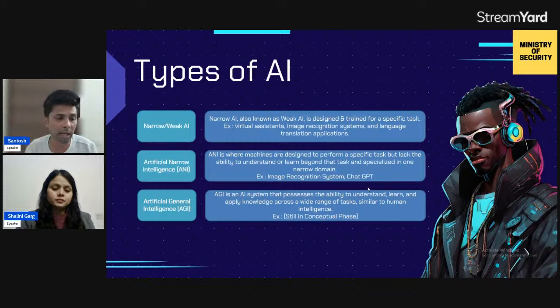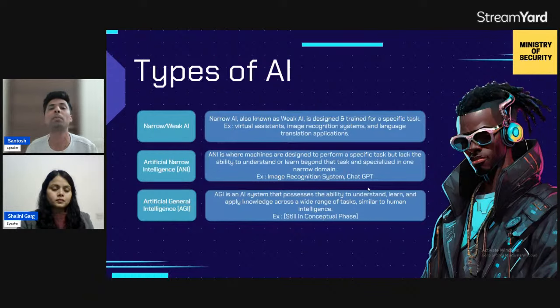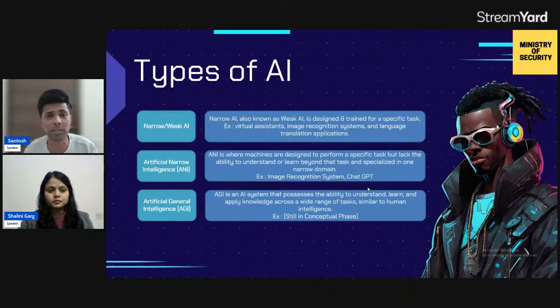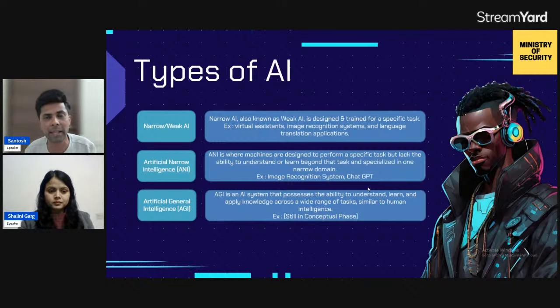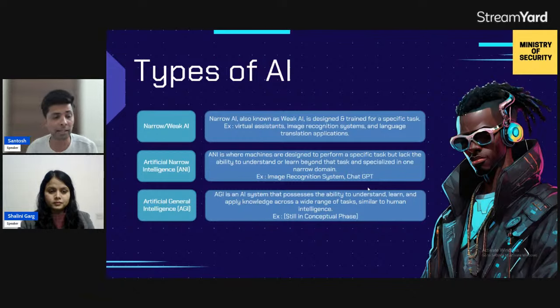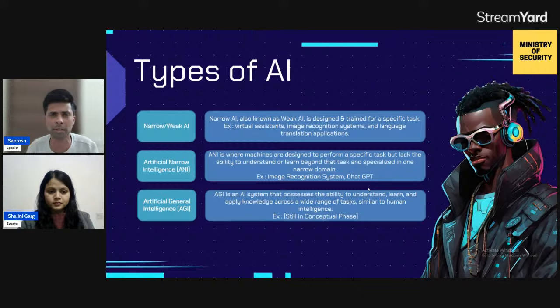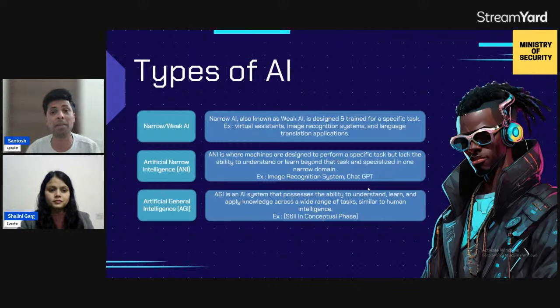The next is artificial general intelligence, AGI, an AI system that possesses the ability to understand, learn, and apply knowledge across a wide range of tasks, similar to human intelligence. This is something in the conceptual phase. It can exactly mimic the human mindset, okay? If you ask certain questions to ChatGPT, it cannot provide an answer. It will tell you that it does not have that knowledge. It can never replicate exact human intelligence or the human brain. That's where you can look at artificial general intelligence, which is one step above the current ChatGPT, but still in the conceptual phase, and which can easily perform similar to human intelligence.